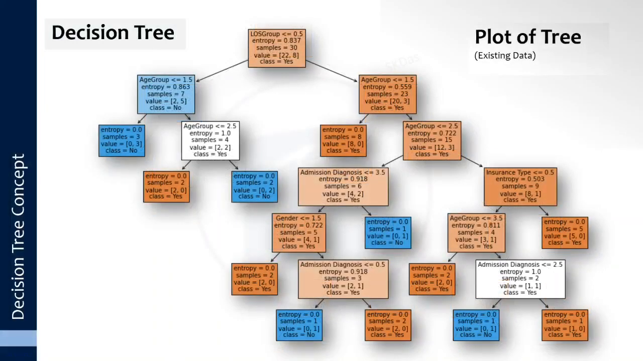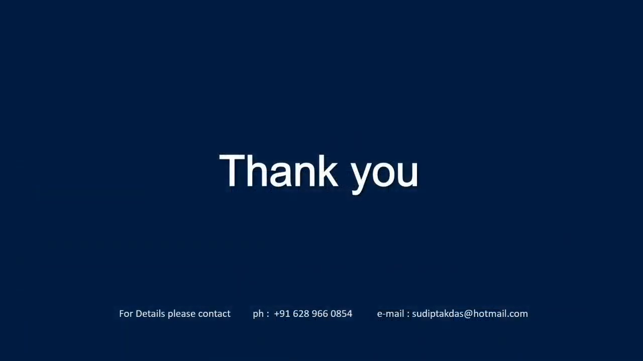So here is the tree plot that is generated out of the model that we have built. So we have learned the concept of decision tree and how to split the data, classification and regression tree, and entropy calculation, Gini impurity calculation over here. We have also done a small exercise on that.